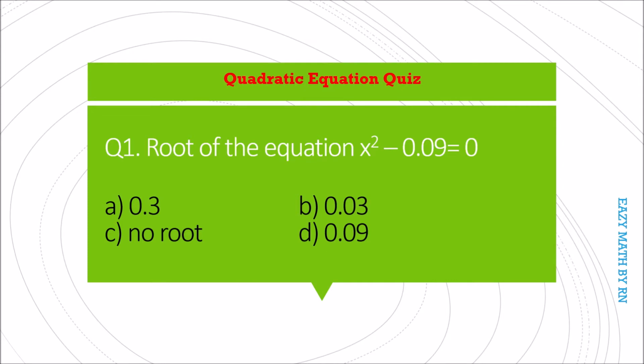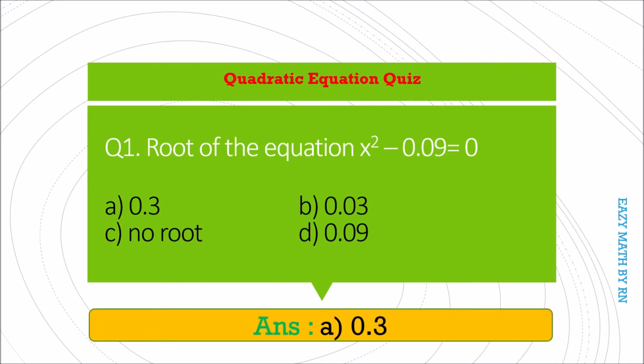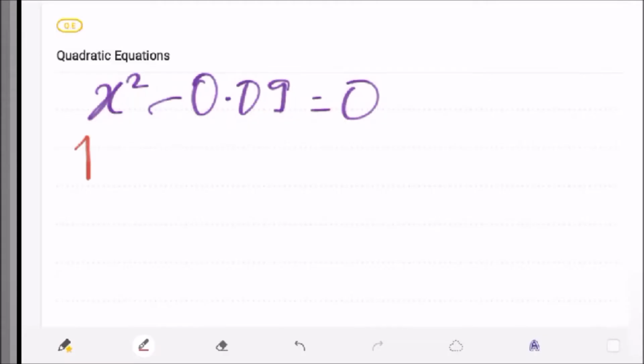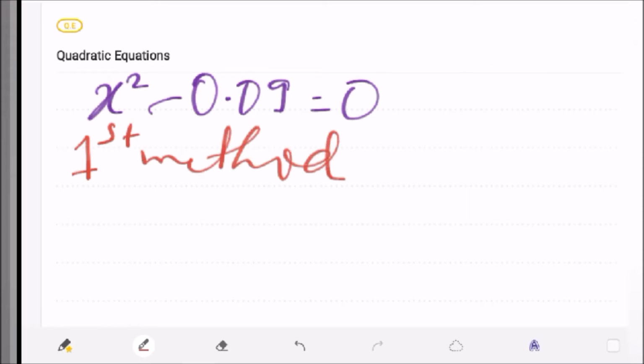The correct answer is A, 0.3. Now let's see the solution. The equation is x square minus 0.09 equals 0. So we can solve this by two methods. Let's see the first method.